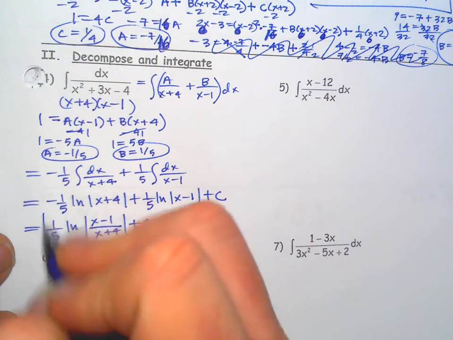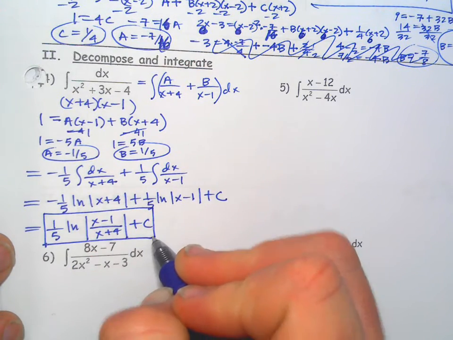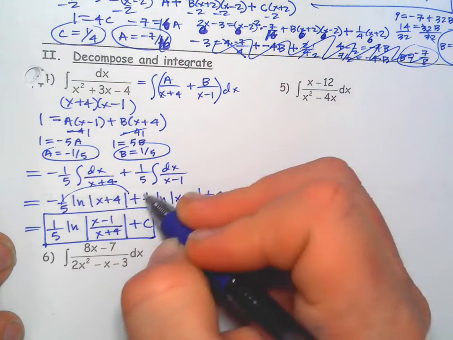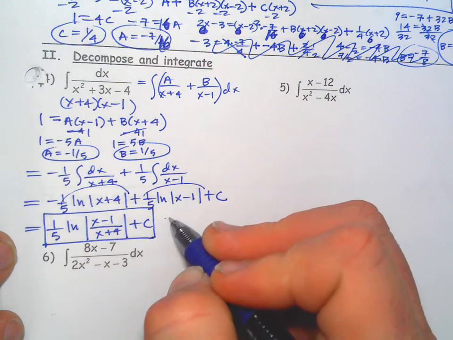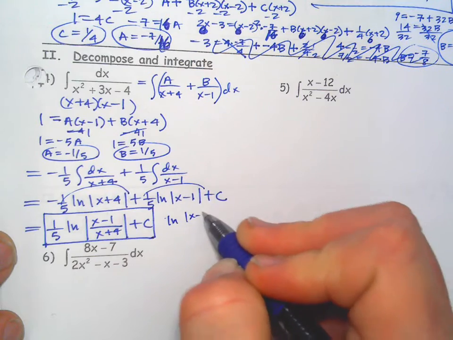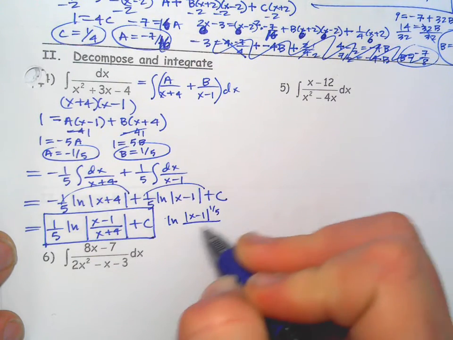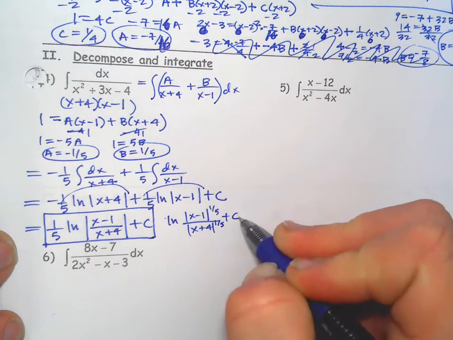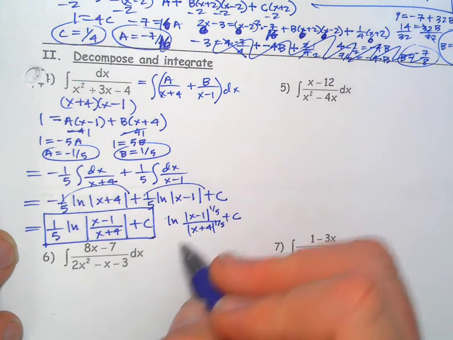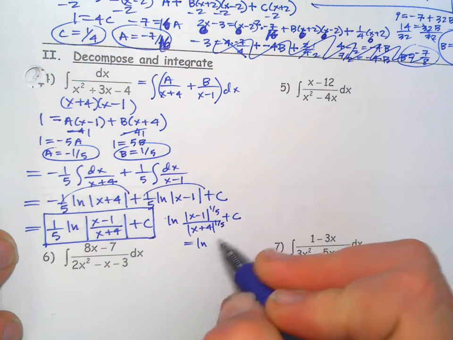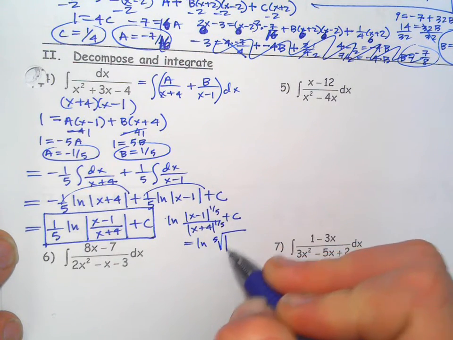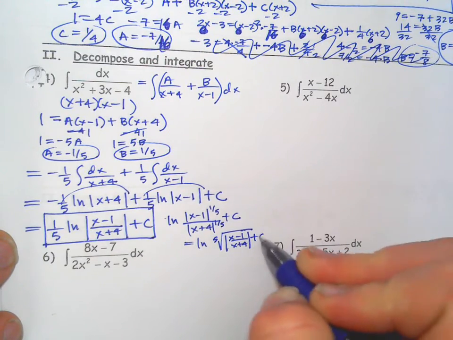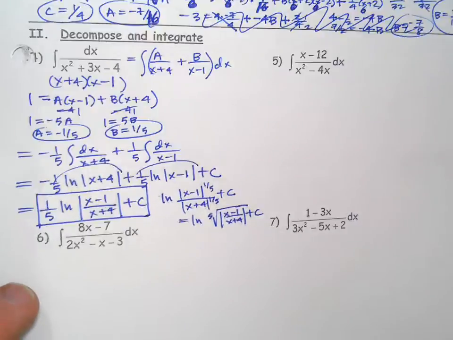So I want to do that. I want to combine these when we can. One other version is you could have brought these in first and you would have had natural log of x minus 1 to the 1/5 over x plus 4 to the 1/5, plus C, or you could write it as natural log of the 5th root of the whole thing, x minus 1 over x plus 4. You definitely need the absolute value still. So there's a lot of versions of that you could write, but definitely combine them together.